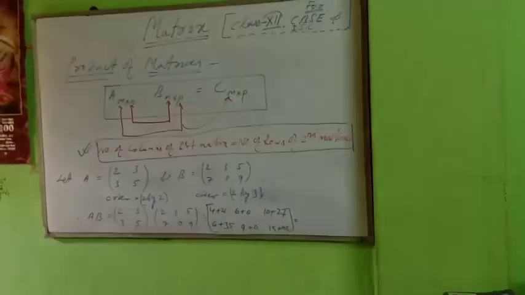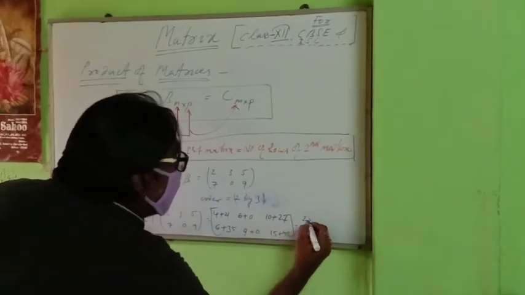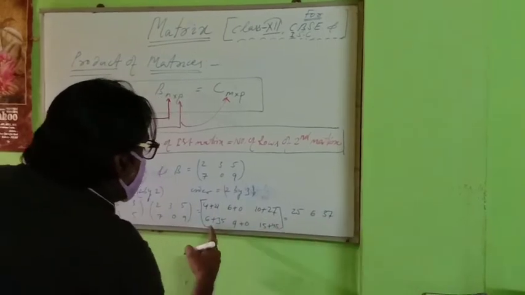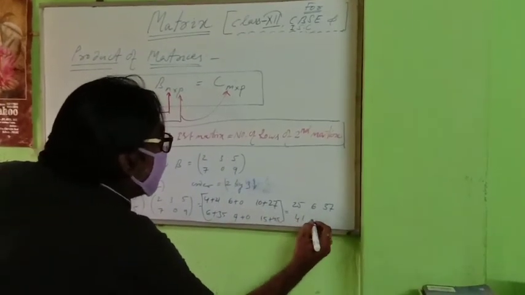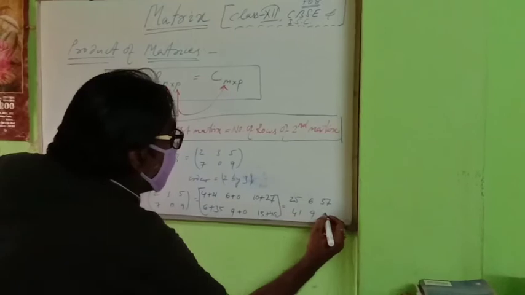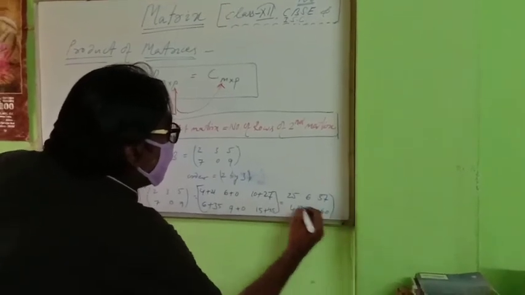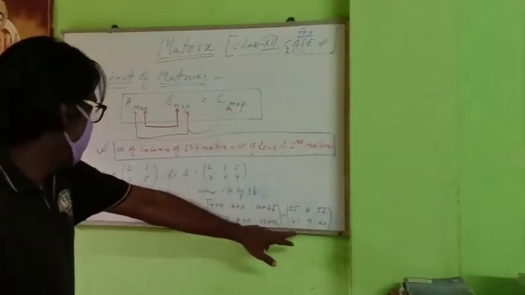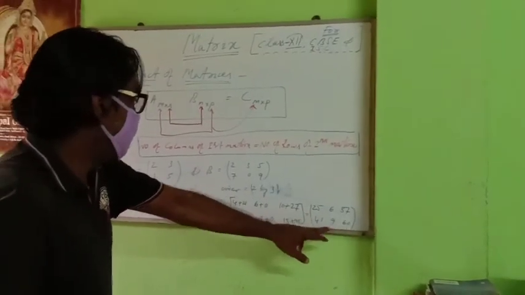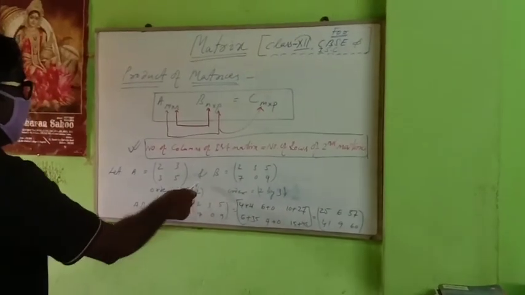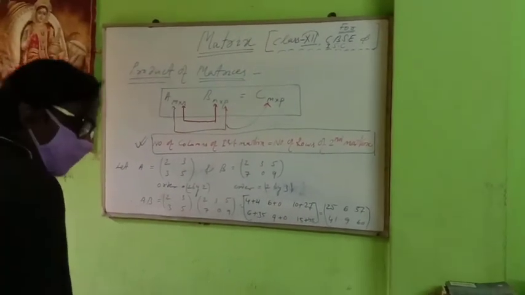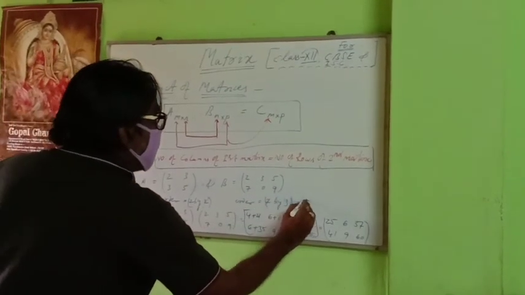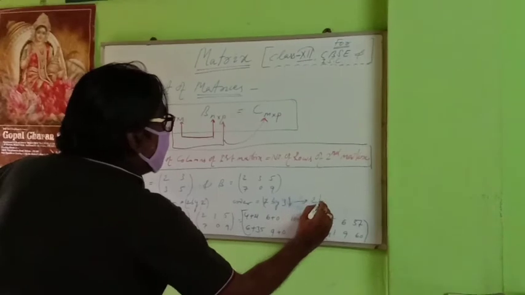Now what is the result? 25, 6, 37, this will be 41, 9, 60. Okay. This is the result. See what result you are getting? This is a matrix. We are getting AB having 2 rows and 3 columns. This part will be cancelled out. This part will be cancelled out. The result will be 2 by 3.